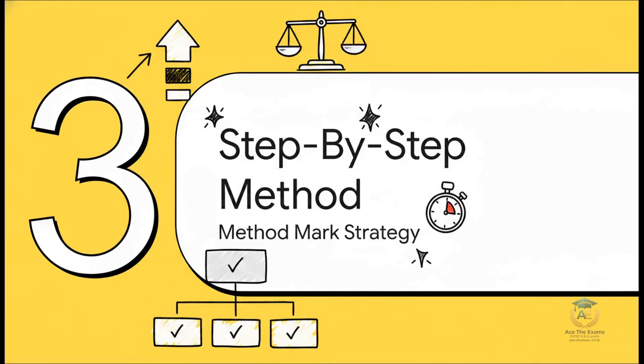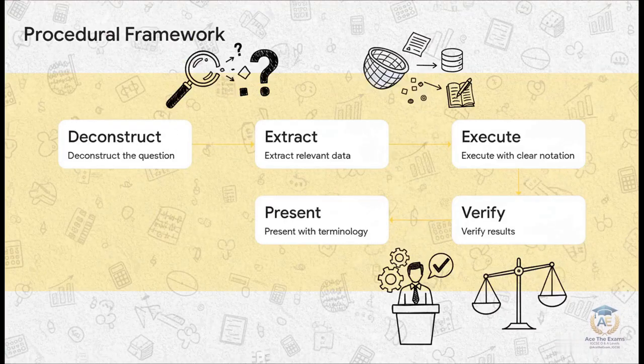Section 3. Let's move to the step-by-step methodology and see how this builds. When you're in the exam room facing these complex questions, our source recommends a very strict, standardized sequence. First, deconstruct the question. Underline the command words. Know exactly what is being asked. Second, extract the relevant data from the stimulus materials. Third, execute your analysis, and do it with clear, legible notation.